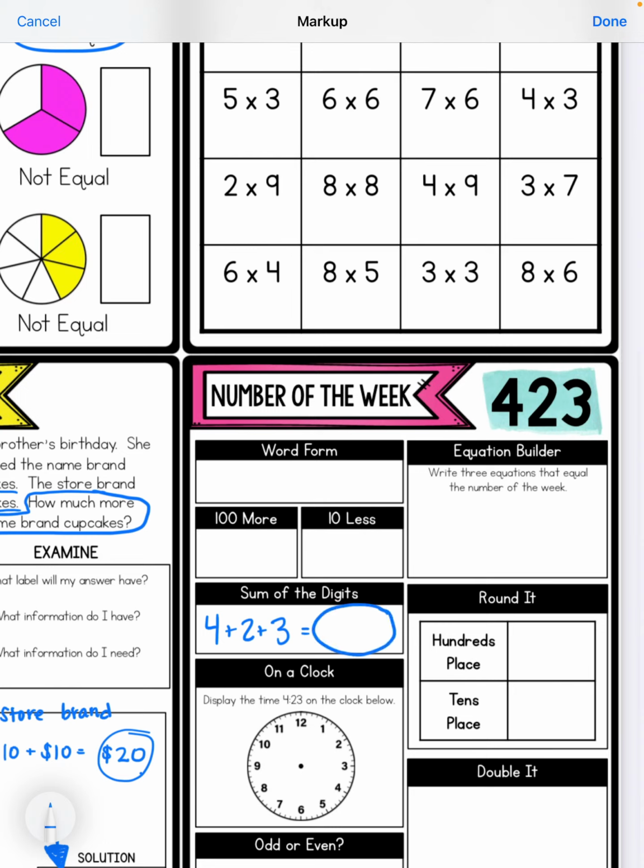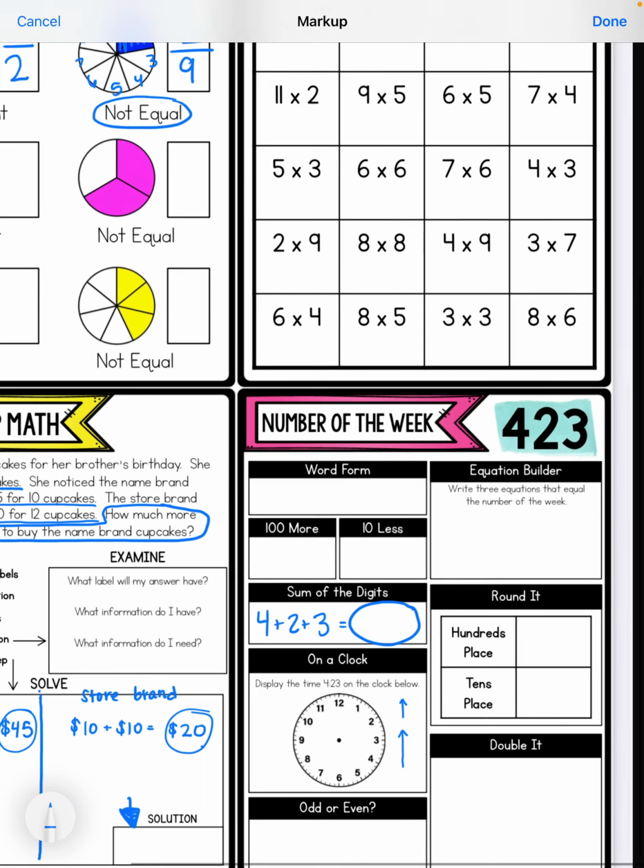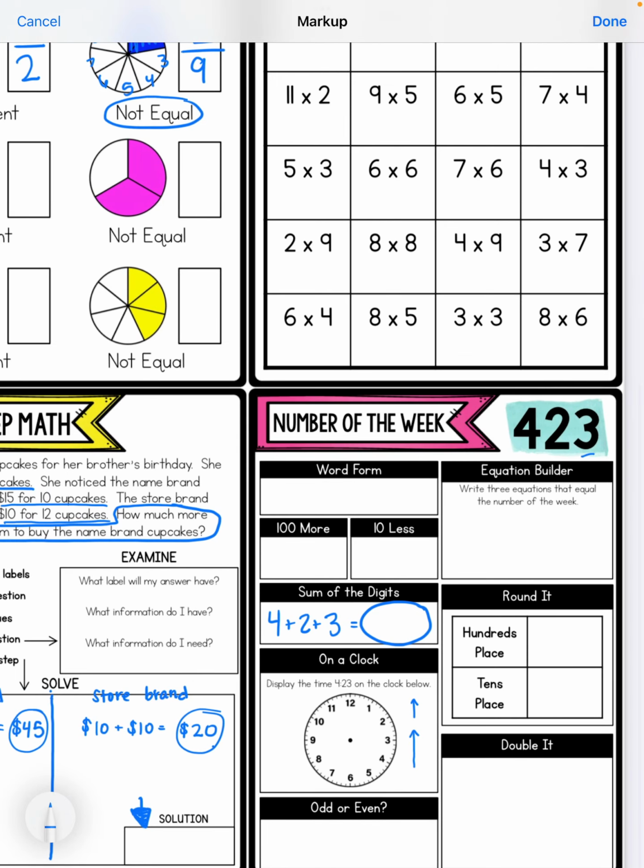Display the time 4:23 on the clock below. Remember, the hour hand is the shorter one. The minute hand is the longer one. Is this number odd or even? Looking at that ones place to help you determine.